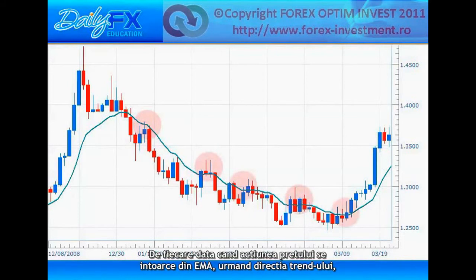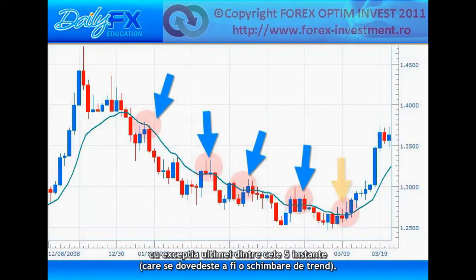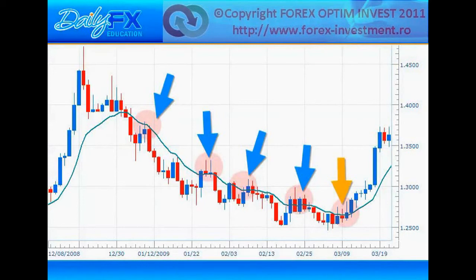Each time the price action breaks back through the EMA in the direction of the trend, traders can look to enter the market. With this specific chart, we can see that 4 out of the 5 entries in fact did move in our favor. Only the last entry, which in fact turns out to be a change in trend, does not move in our favor. Other popular values include the 20-period, 50-period, and 100-period moving averages.